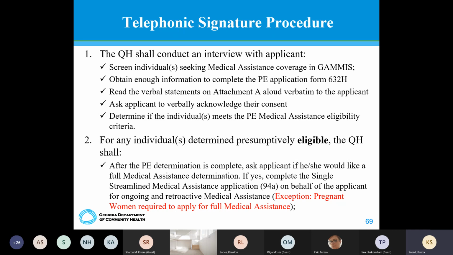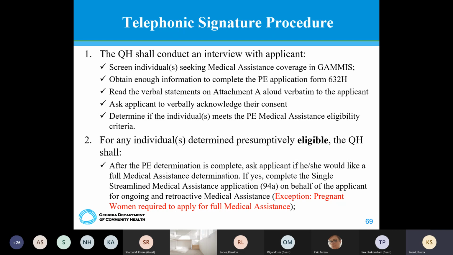If so, that's when you're going to get the 94A and get all the questions. Most of the answers are on the 632H, so you will have a lot of the information from the 632H, but there may be other questions that you may have to ask to gather that information on the 94A, but you would be completing the 94A while you have the applicant on the phone.